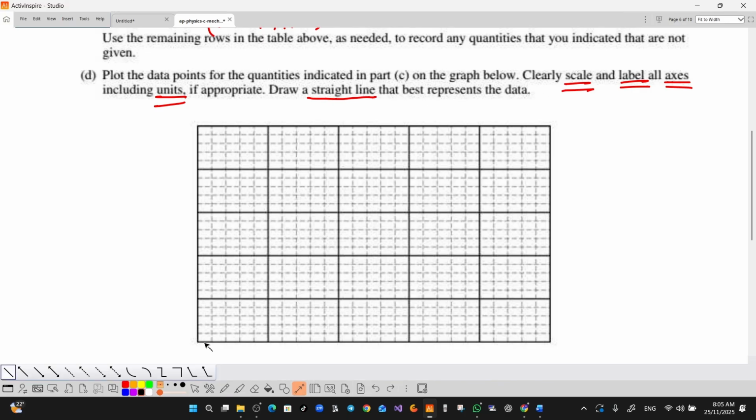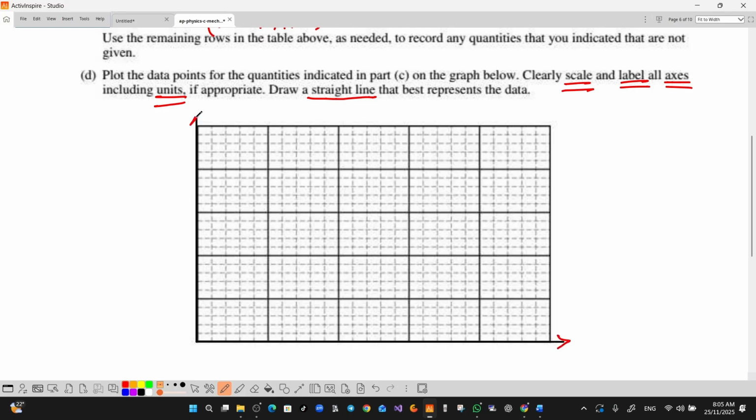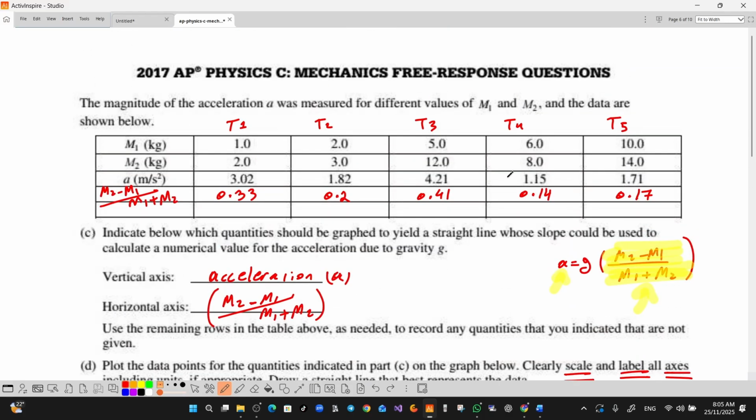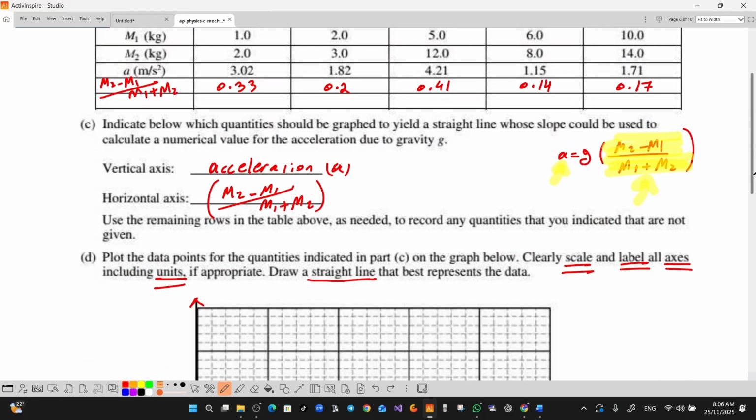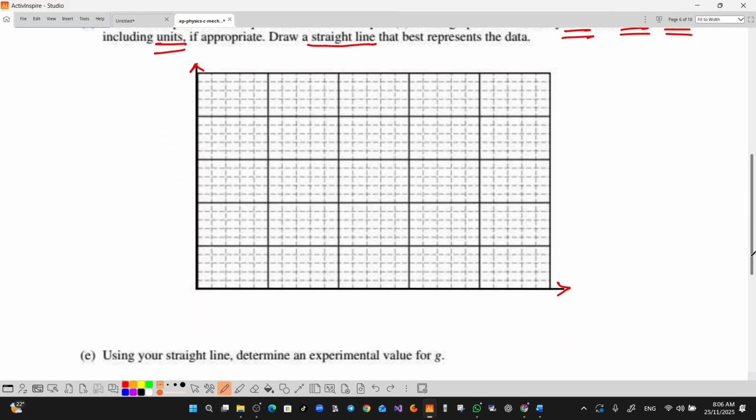So we start by adding our axes and labels. So this is the x-axis and this is the y-axis, or in other words, this is the horizontal and this is the vertical. In the previous question, we said that along the vertical we have the acceleration, along the horizontal we have the fractional mass, so m2 minus m1 over m1 plus m2. And for the labeling along the y-axis, we have meter per second squared.